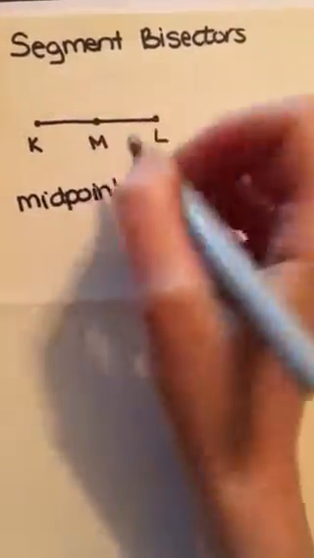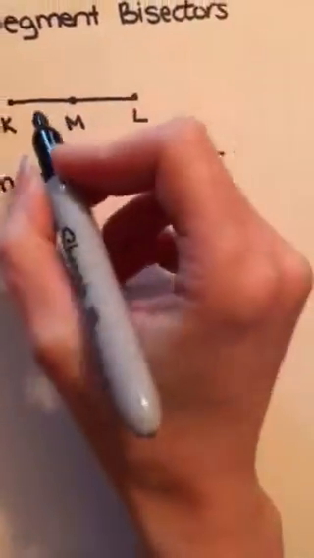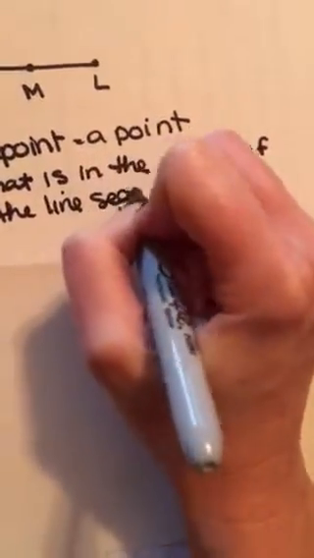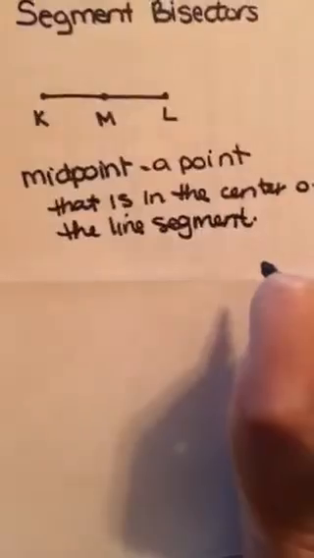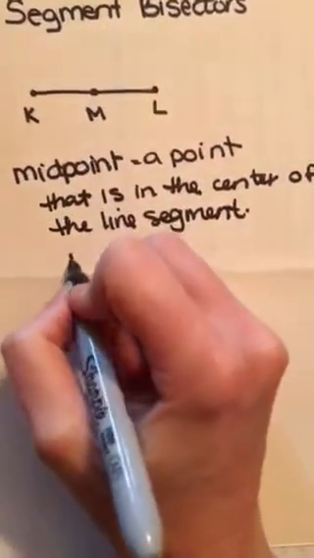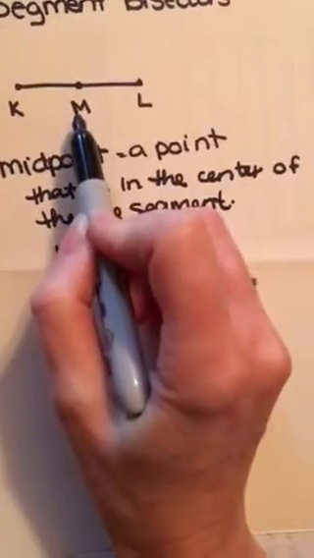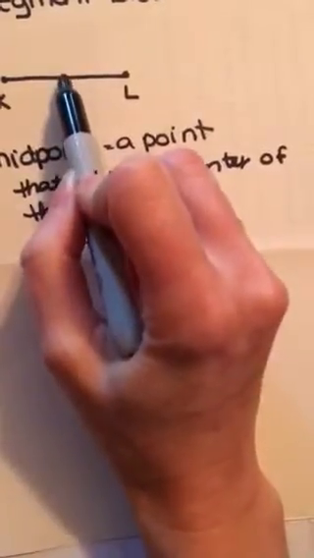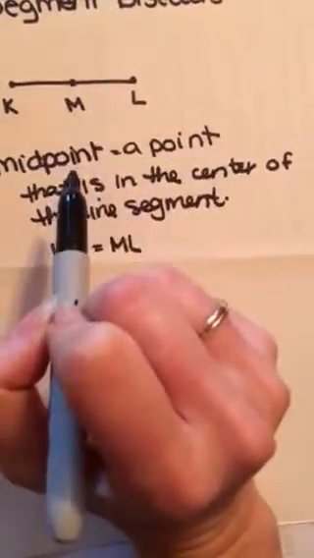So a midpoint is a point that is in the center of the line segment. If it's in the center and M is the midpoint, then KM, which is right here, is going to be equal to ML. So the midpoint sits exactly in the middle, and it makes these two line segments equal.